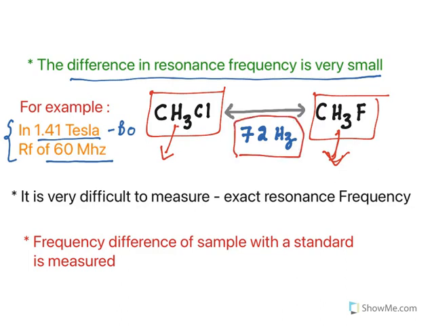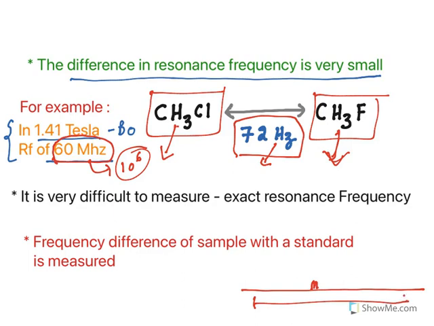Now imagine this: the instrument is running at 60 million hertz. That means if you take this scale, it is like this, and the difference is only 72 hertz. Here it is million hertz, and a million is 10 to the power of 6. So if you try to plot the spectra, the signals will be very close because the scale is in millions, but you are getting only 70, 72 hertz. It is very difficult to measure the exact resonance frequency because the difference is very small.